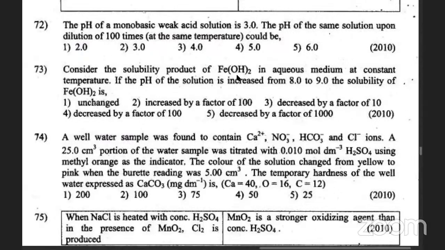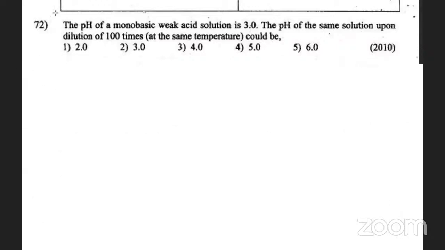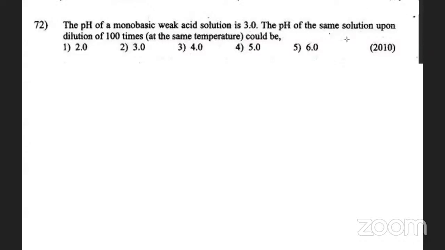Okay, right, then this will be the last question for this session, 2010. The pH of a monobasic weak acid solution is 3. The pH of the same solution upon dilution 100 times, we have done that in class. Can you say that in one go without doing any calculations? It will be 4, no people, it will be 4. We have summarized that. Hope you can remember now.